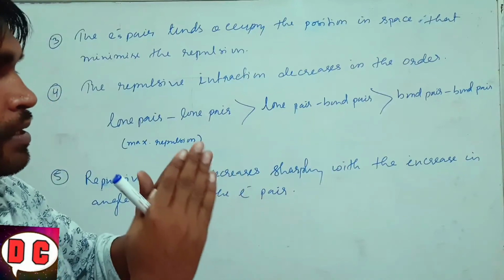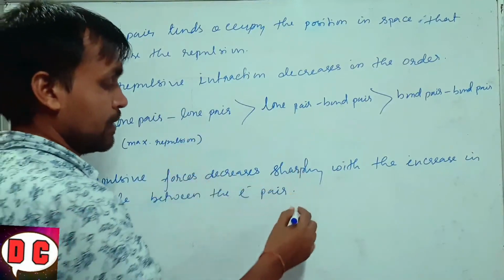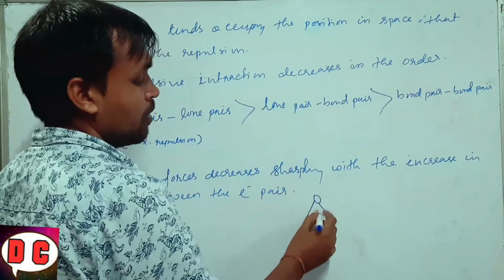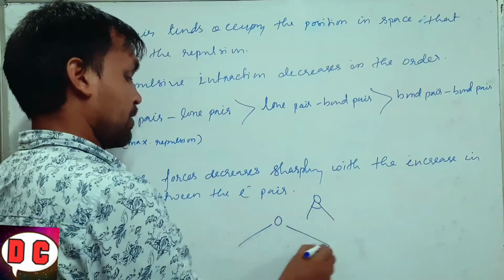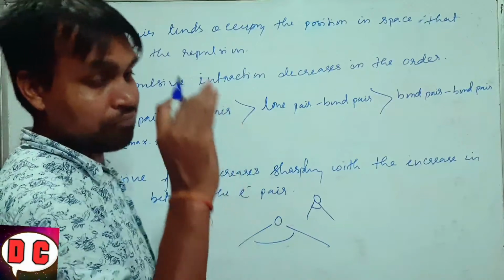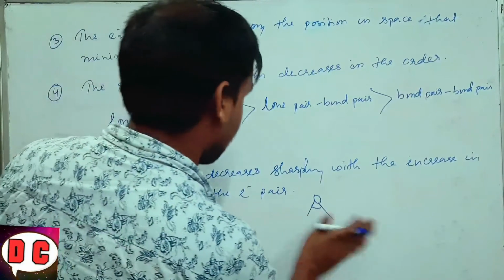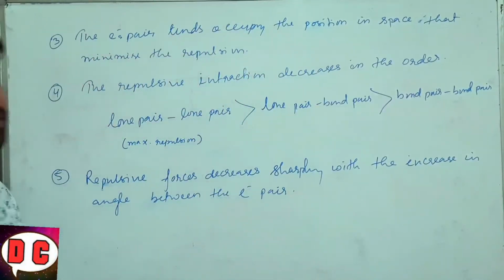Suppose here the angle is less, so the repulsive force will be more. Here the angle is increased, so the repulsive force will sharply come down, it will decrease. Got it or not? With increase in bond angle. So these are the 5 postulates, you should remember them. Pause the video and take it down.